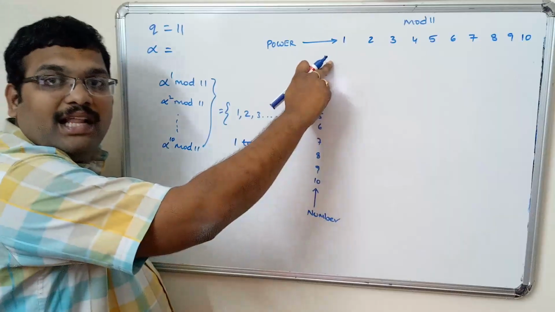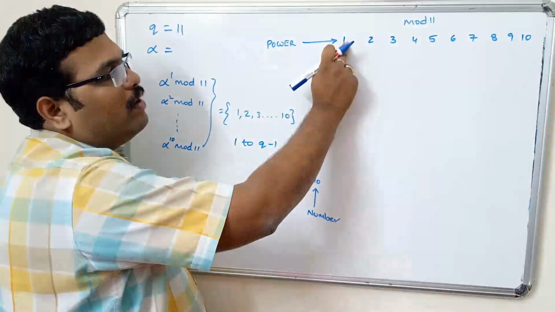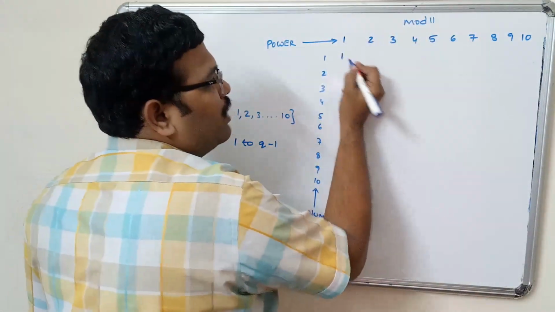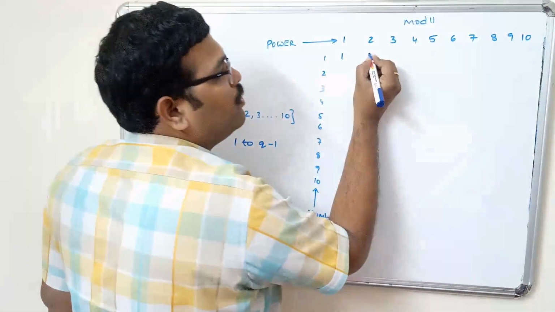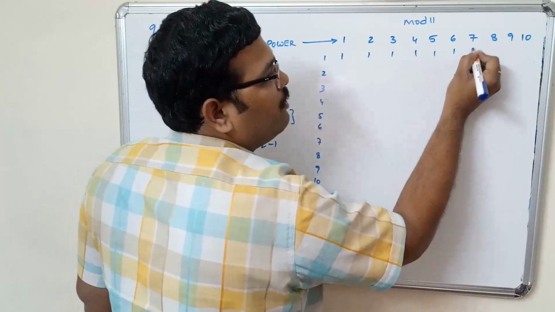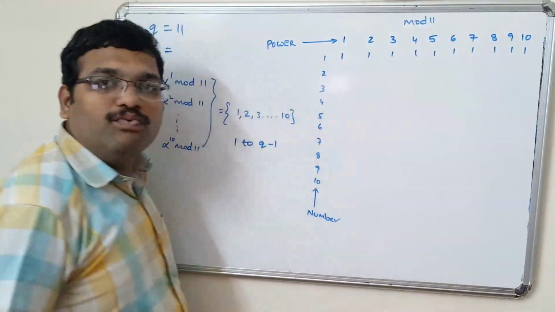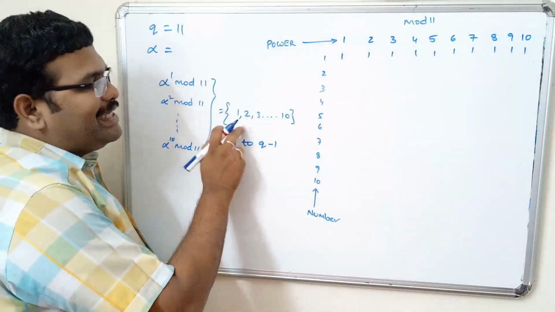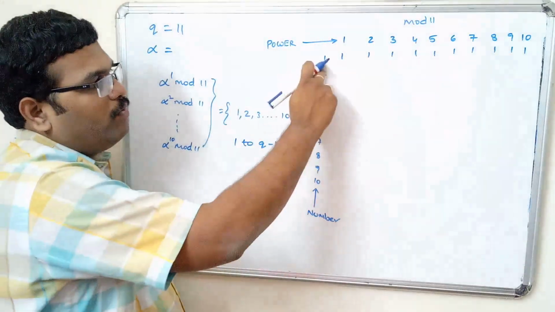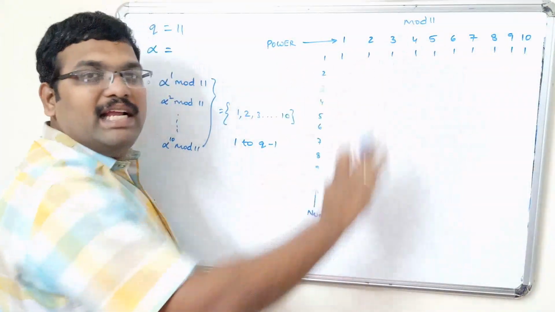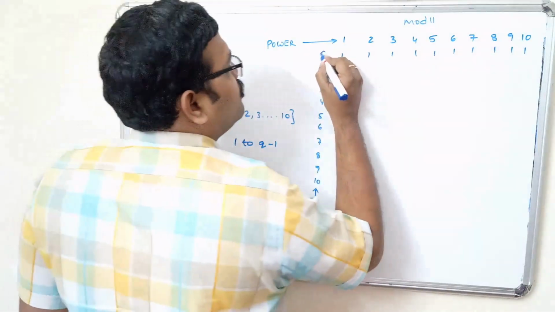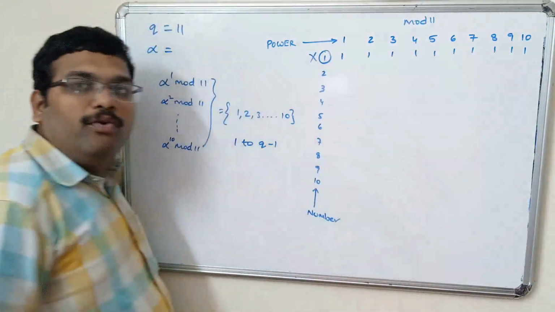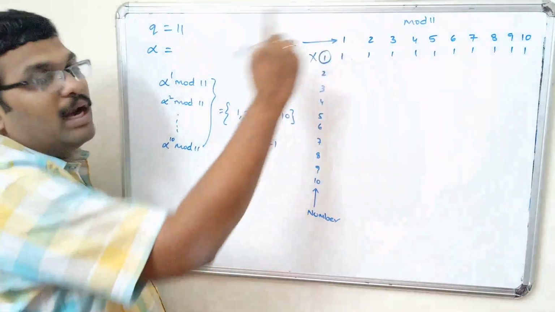So first consider the number 1. 1 power 1 mod 11 is equal to 1. 1 power 2, that means 1 square mod 11, is equal to 1. So for 1 we will get all the values as 1s. So this condition fails for 1 because there is repetition and we didn't get any number other than 1. So 1 is not a primitive root of the given number 11.